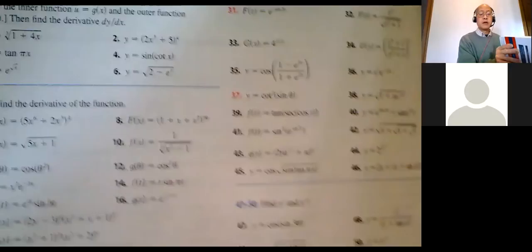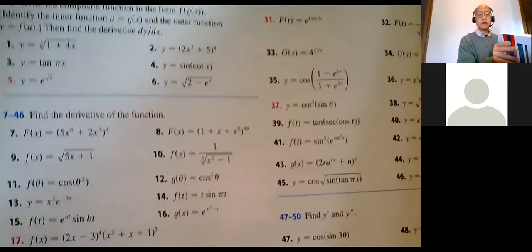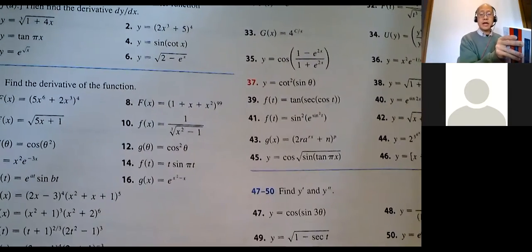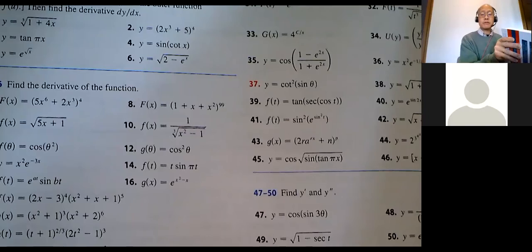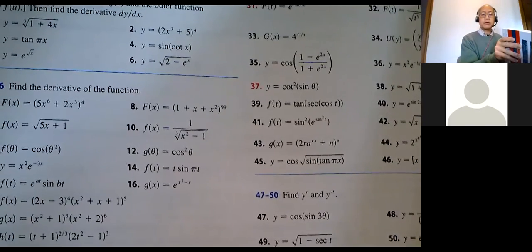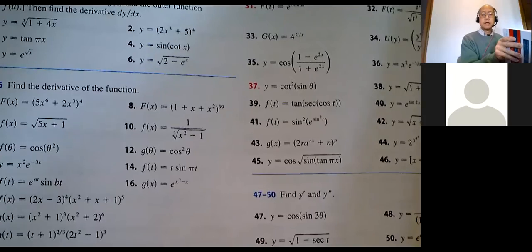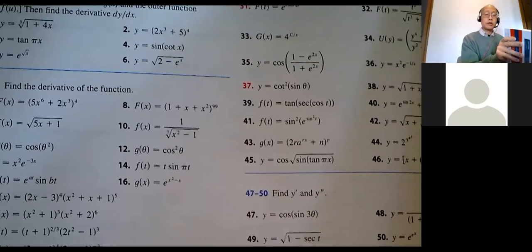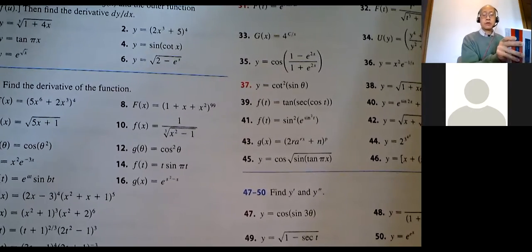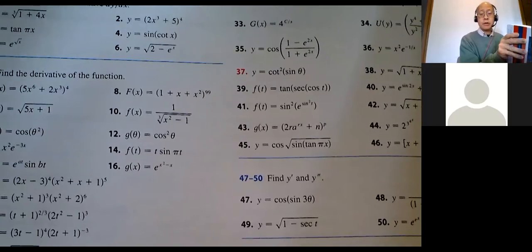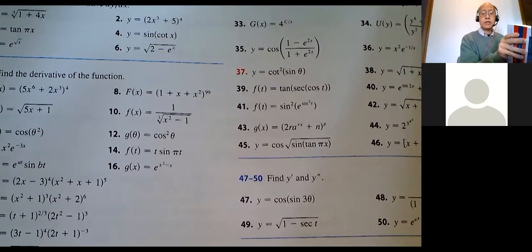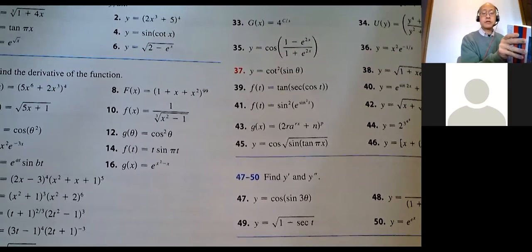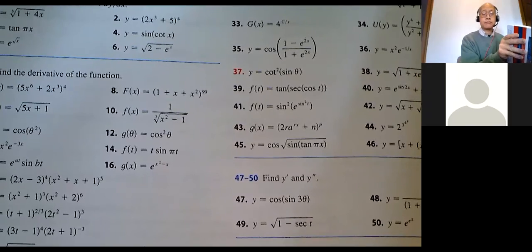Okay, concerning a problem we had yesterday, and I can't write it, unfortunately, but I'll just talk about it. Number 8 that we did in class. You have blah, blah, blah to the 99th. So you put a 99 in front, 1 plus x squared to the 98th power, times the derivative of the inside. The derivative of the inside is 1 plus 2x. The derivative of 1 is 0, derivative of x is 1, derivative of x squared is 2x. So for number 8, you go 99, 1 plus x squared to the 98th, and then times 1 plus 2x. 1 plus 2x is the derivative of the inside stuff.